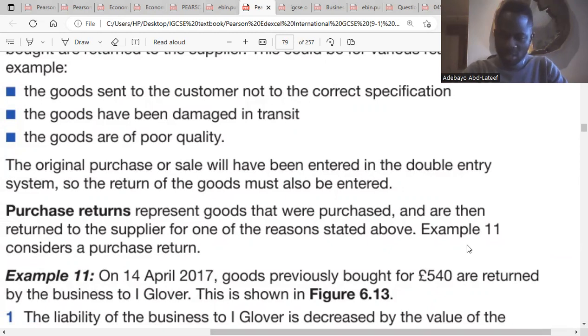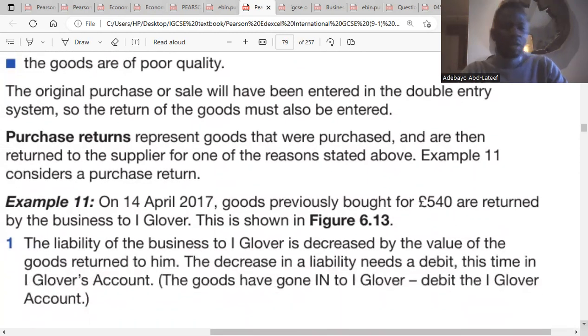Now we have a question here. They said, on 14th of April 2017, goods previously bought for £540 are returned by the business to iGlover. So here we have returned goods that we purchased recently to iGlover. iGlover is our creditor, which is the supplier. So for the fact that we have returned the goods, what happens? What is the effect of this transaction?